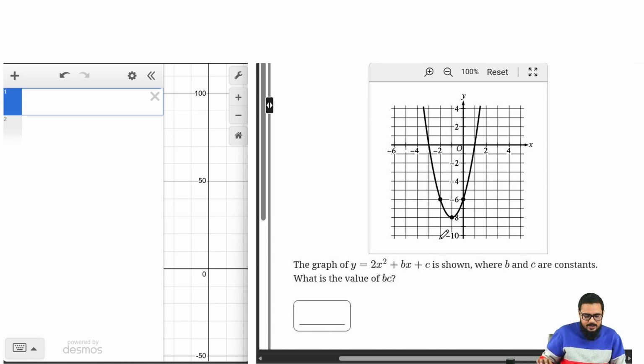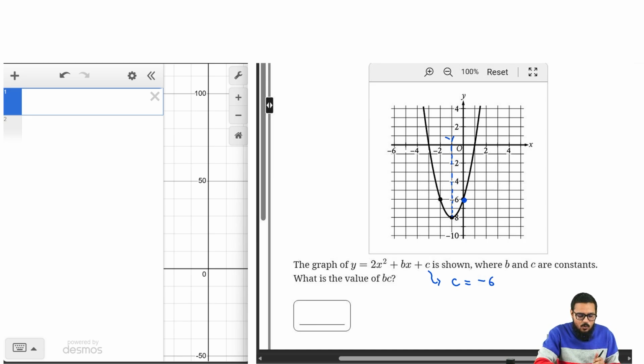The graph of y equals 2x squared plus bx plus c is shown, and I can see the vertex x right over here, that's minus 1, right? And I can see the y-intercept of this parabola as well. So obviously my c's value should be the y-intercept, right? C is always represented by the y-intercept in the standard form of a parabola. So c is equal to minus 6, right?